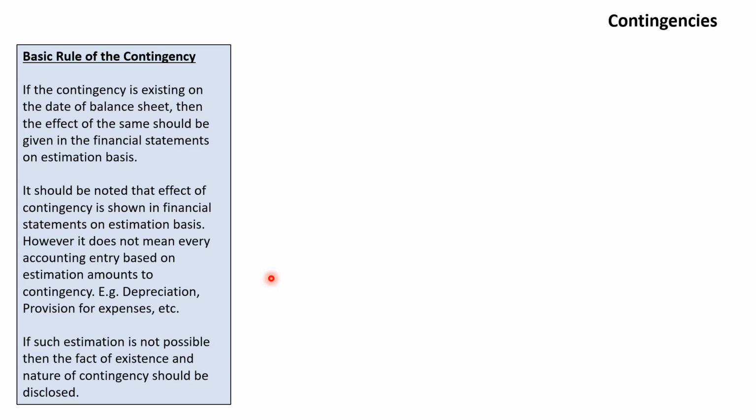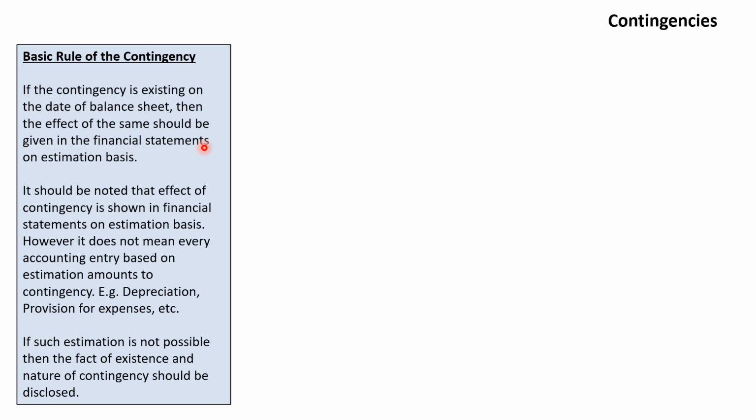Let us now consider the basic rule of contingency. If the contingency is existing on the date of balance sheet, then the effect of the same should be given in the financial statements on estimation basis. So if you are already aware that there is a condition, the outcome of which is uncertain, then it is better for you to estimate the outcome and account for the same in the financial statements. Be careful, the wording is that the effect of the same should be given in the financial statements. That means you are going to pass an actual accounting entry for the same. You are not going to write just a note as a footnote or maybe some disclosure requirement. It is an accounting entry that you are going to pass for contingency.